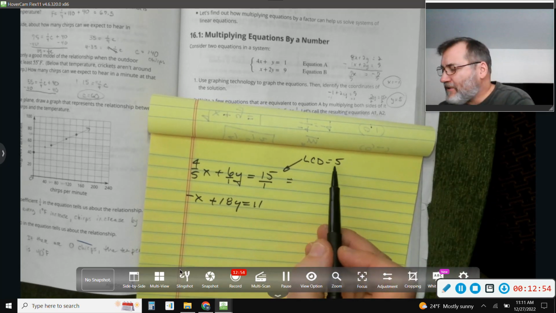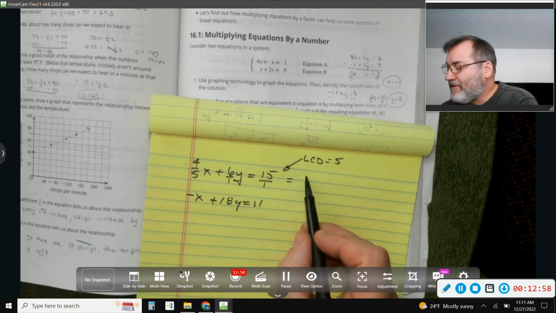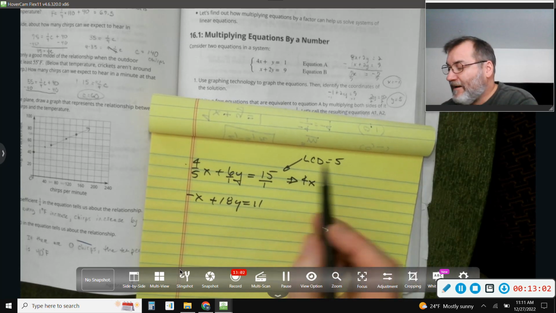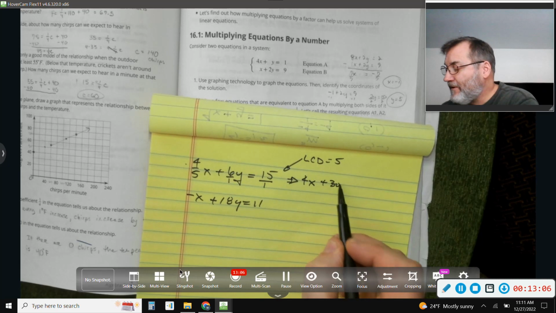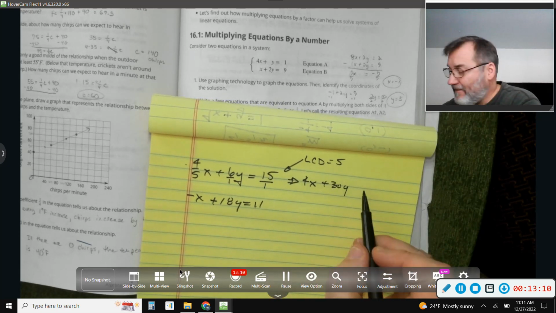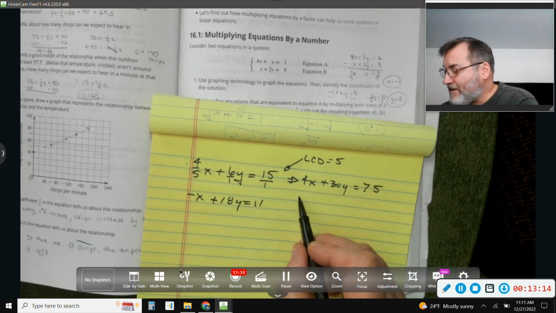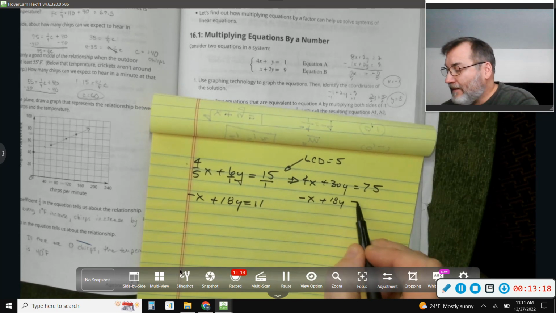Okay, so 5 times 4/5, well, the 5s will cancel, and I'll just get a 4. So that's, draw the flow arrow here, a 4x. 5 times 6 is 30, so plus 30y. And then 5 times 15 is 75. All right, and then I'll just ratchet this other one over here, negative x plus 18y equals 11.